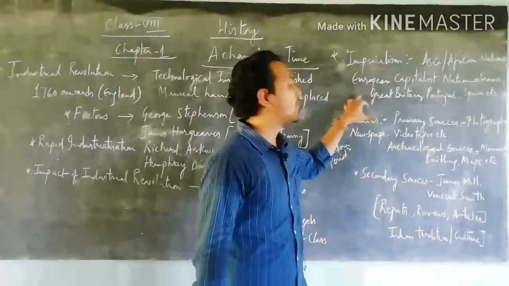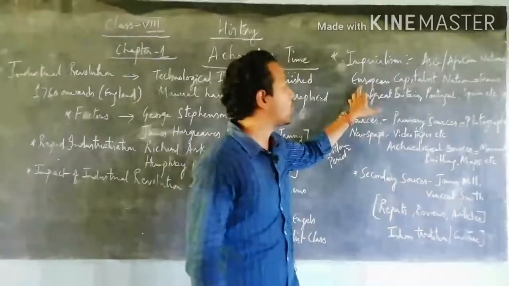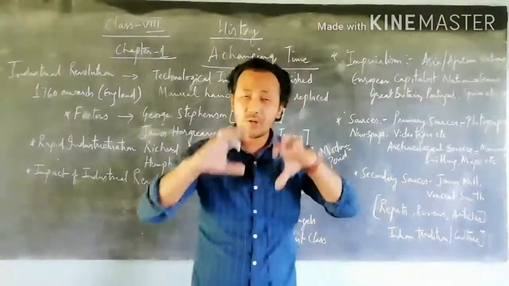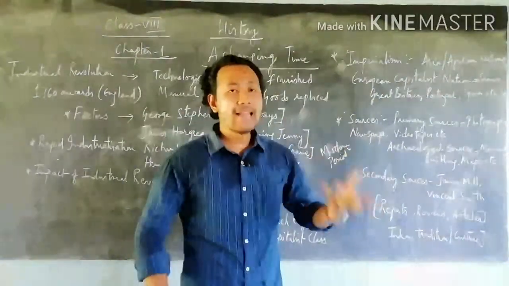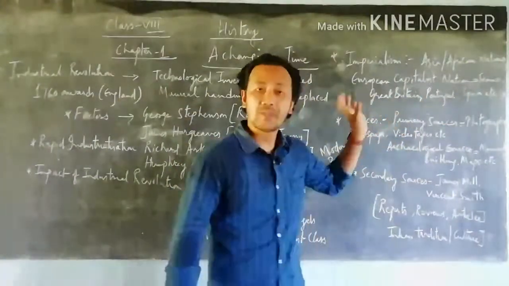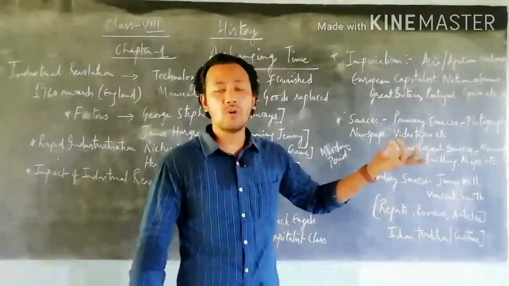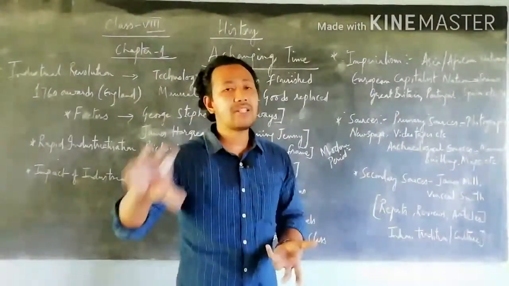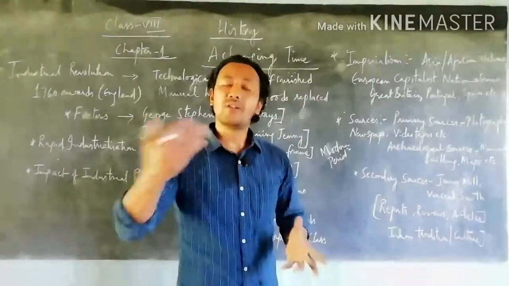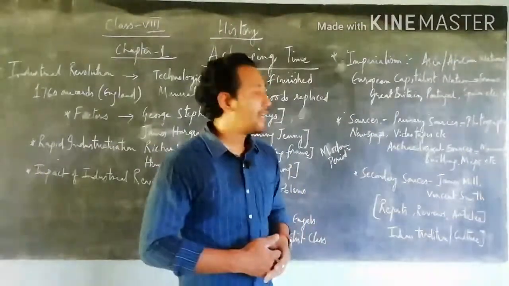So in imperialism, what we mainly focus on is the European capitalist nations. That means the European nations who wanted to become richer day by day, countries such as France, Great Britain, Spain, Portugal. These are all the European countries who made their achievement by investing money and later gaining lots of profit from those investments.